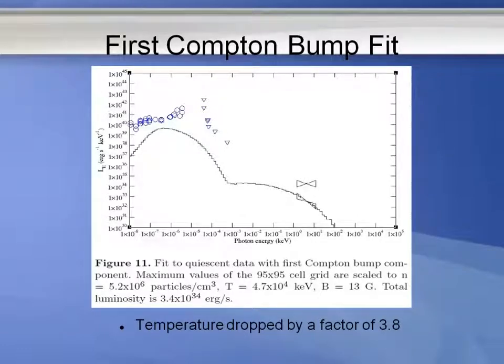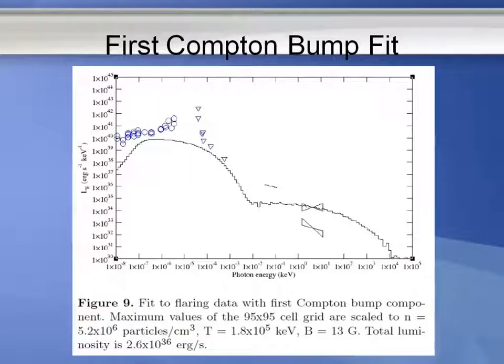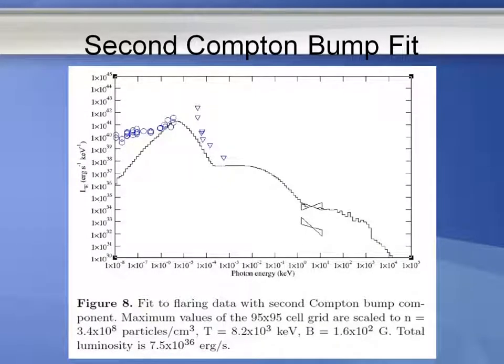For this reason, I've suggested that our second bump fit is the most promising, and I think the most likely to be at least close in parameter space to what is actually going on in Sagittarius A Star. I should point out that some of the lack of fit here in the radio is because our simulation volume is just fairly small in comparison to what would be necessary to fill this in.